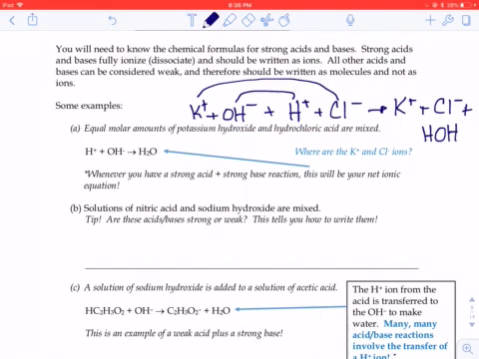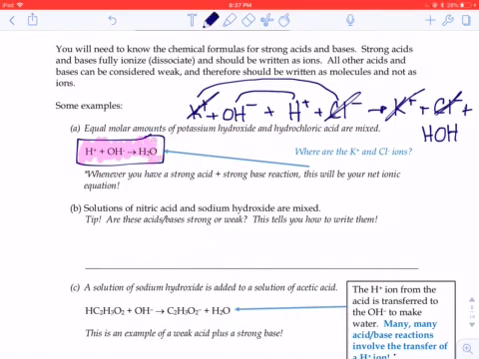That potassium and that chloride, those are spectator ions. They're exactly the same on both sides. And so what we have left in the net ionic equation is what's left over after you cross out those spectators. Whenever you have a strong acid plus strong base reaction, that's what's going to end up happening: you'll get this as your net ionic equation.